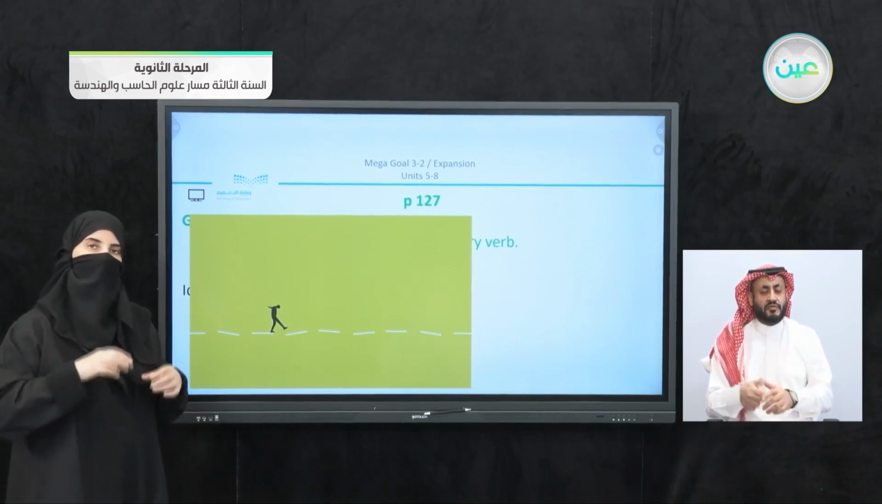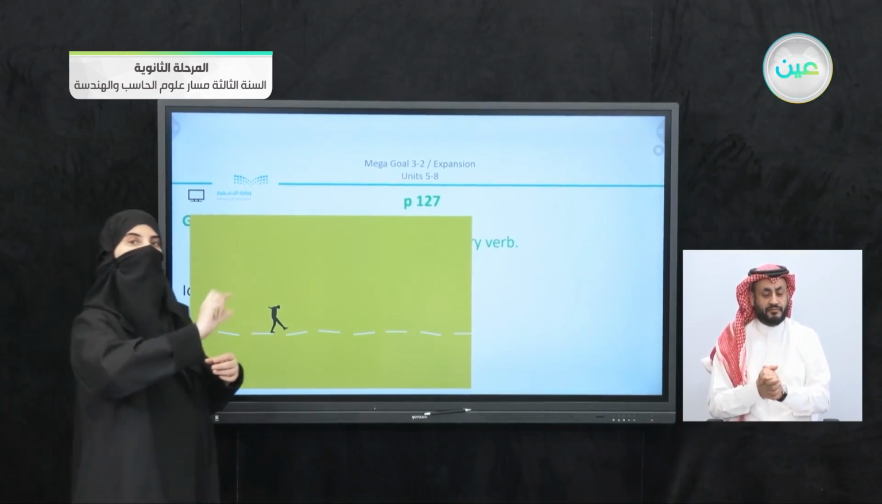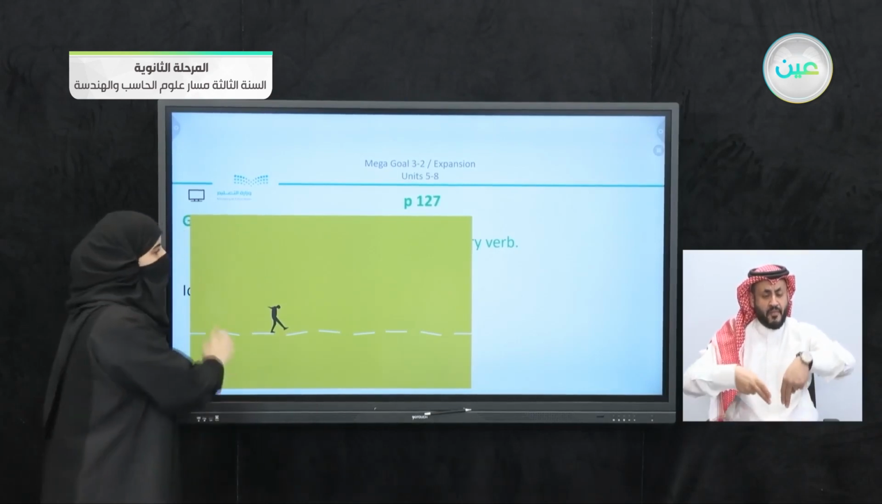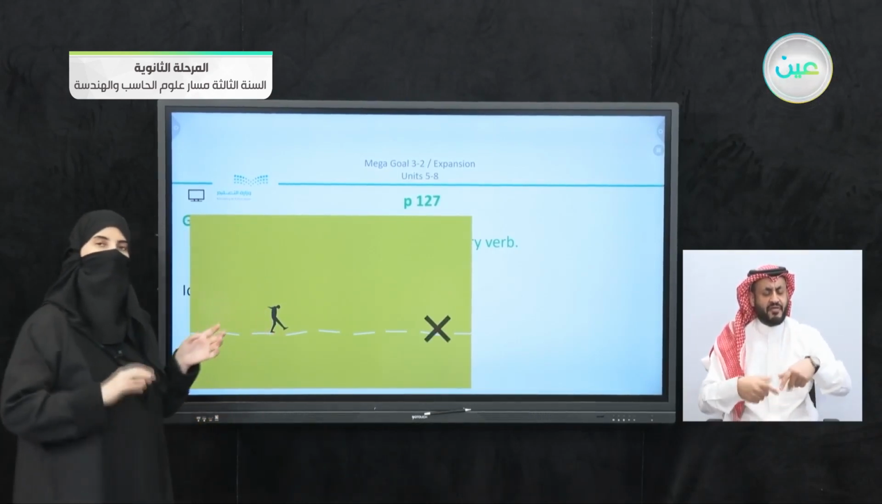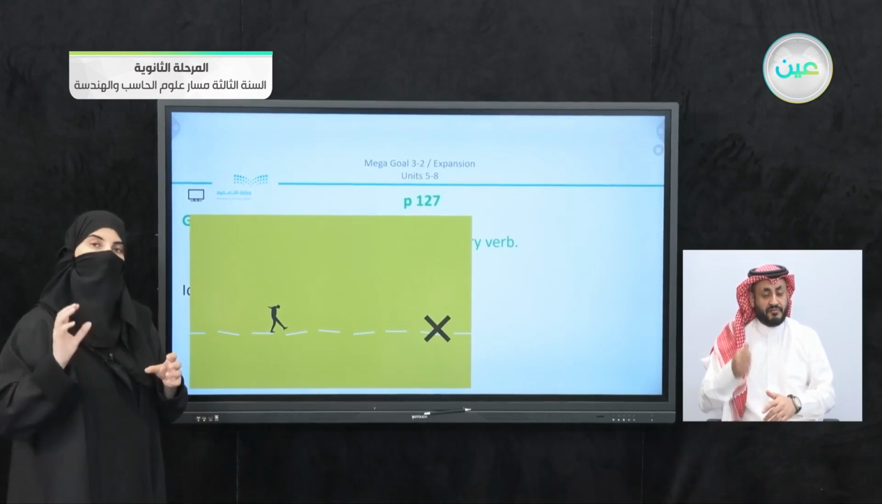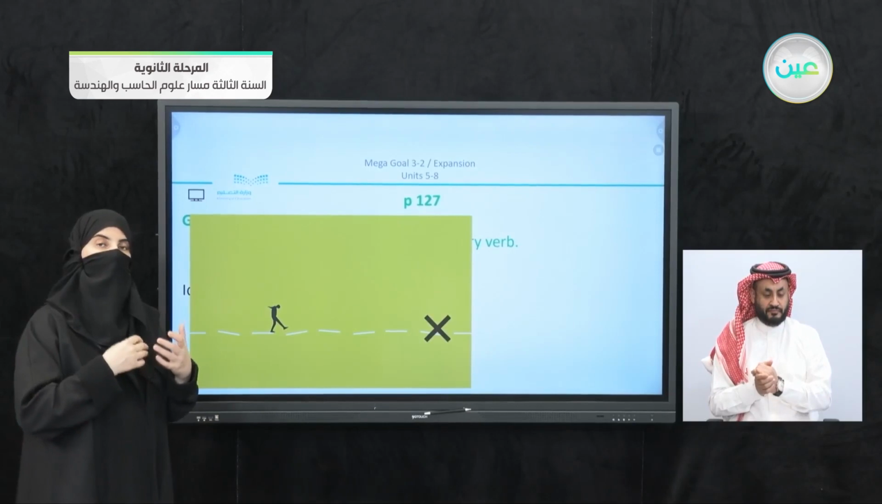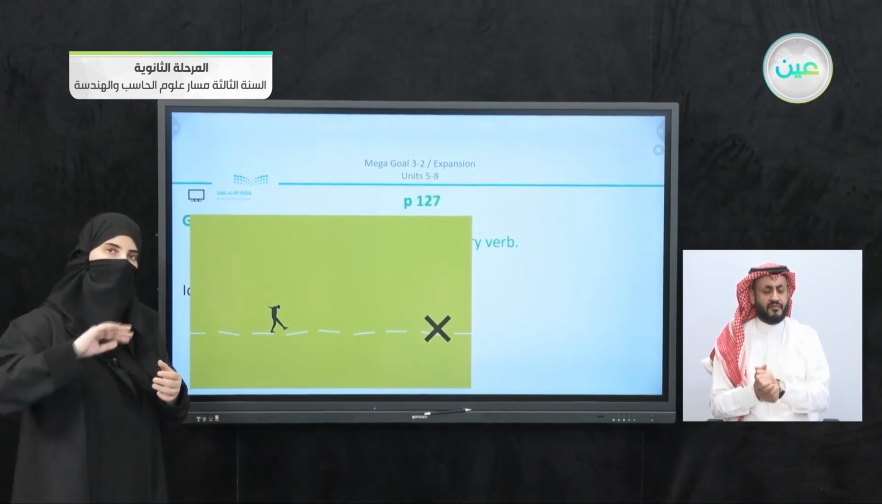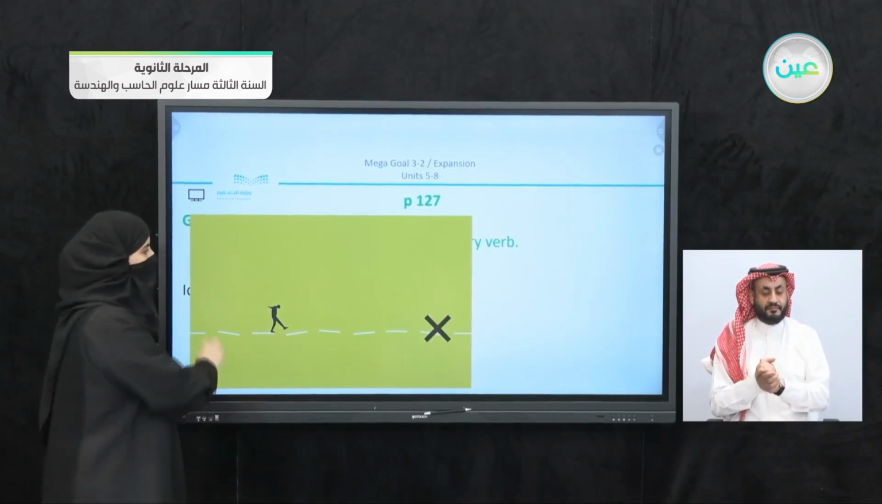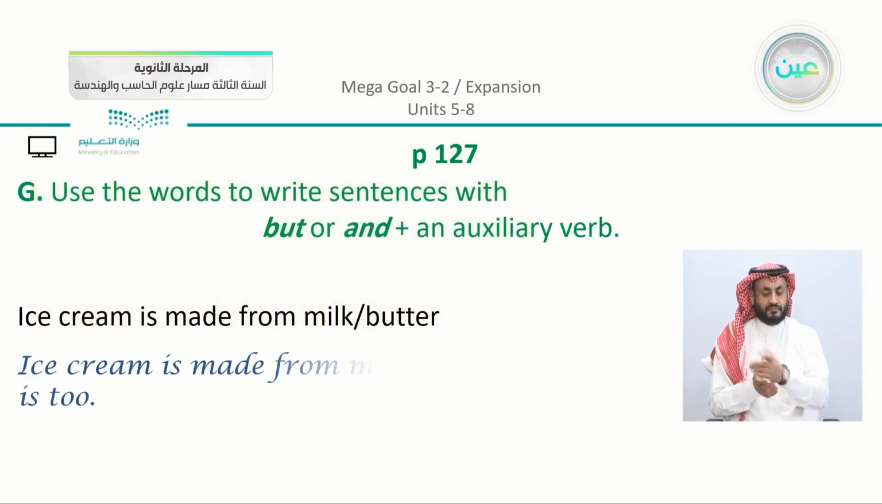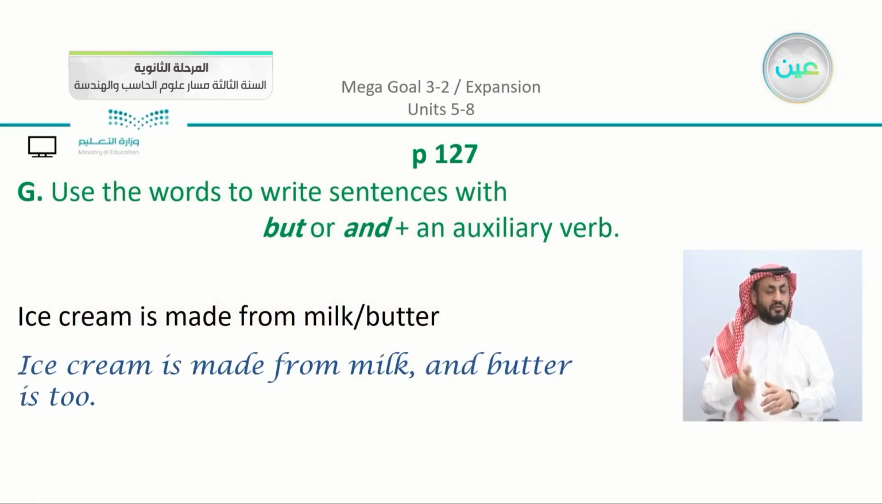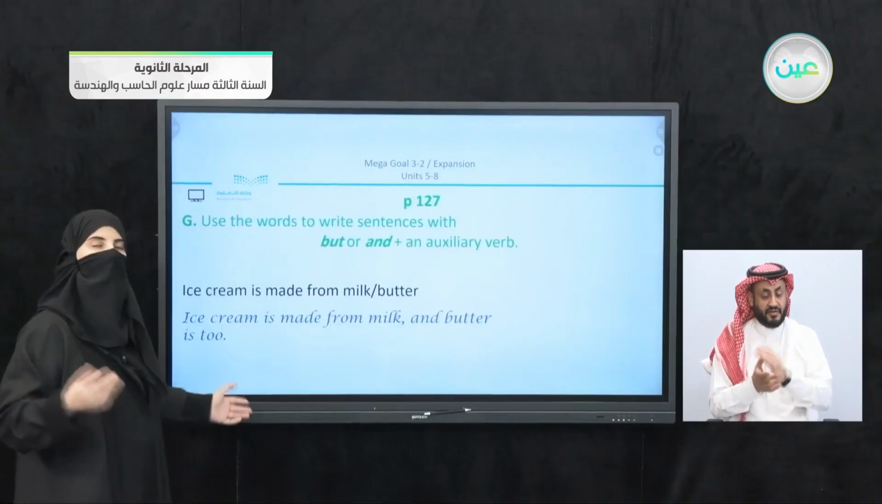Now, just imagine that your sentence is like that you are walking a path. Now, at the very end of your path, we have the auxiliary. So here, what is the hint? The hint is going to be using the auxiliary verb at the very end of the sentence. So we are going to see the example. Ice cream is made from milk and butter is too. So we can see that we have here the verb is, and we have here too at the very end of the sentence.